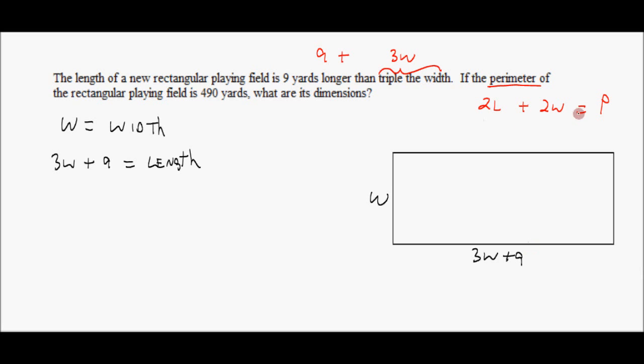And the reason the formula is what it is is because the perimeter is just the sum of all four sides. So if we were going to put a fence around this field, we would have to buy enough fencing to add up to this plus this plus this plus this. So there's 2 of these widths, and there's 2 of these lengths, and therefore there's the formula 2L plus 2W is equal to P. Well, we're going to take that formula and plug in everything that we know.